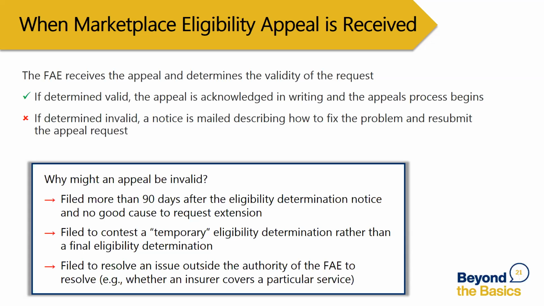So on the bottom of this slide, I talk a little bit here about why the appeals might be invalid, and hopefully from what I've talked about you'll understand. So it could be temporary eligibility, it could be someone was assessed eligible for Medicaid but didn't receive a final determination from their state Medicaid agency. It could be a denial of a covered service, which the federal appeals entity can't address. It has to go to the insurer or the Department of Insurance.